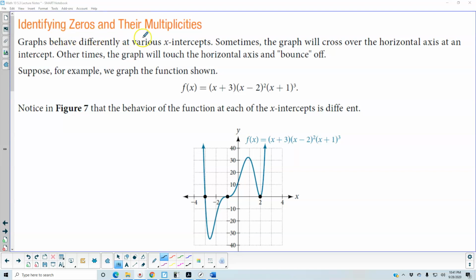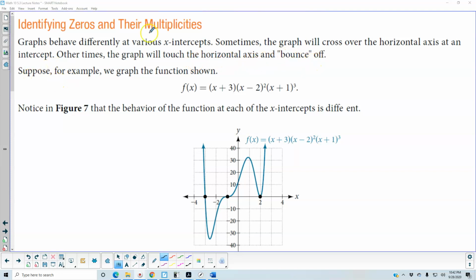Identifying zeros and their multiplicities. Graphs behave differently at various x-intercepts. Sometimes the graph will cross over the horizontal axis at an intercept. Other times the graph will touch the horizontal axis and bounce off.